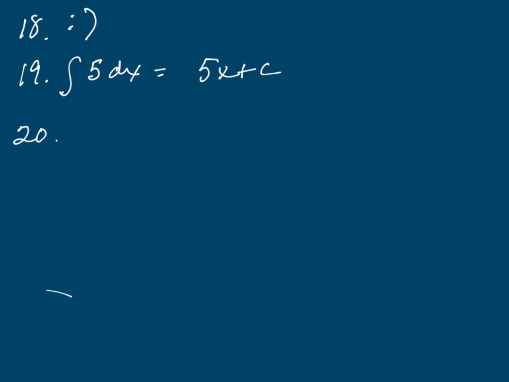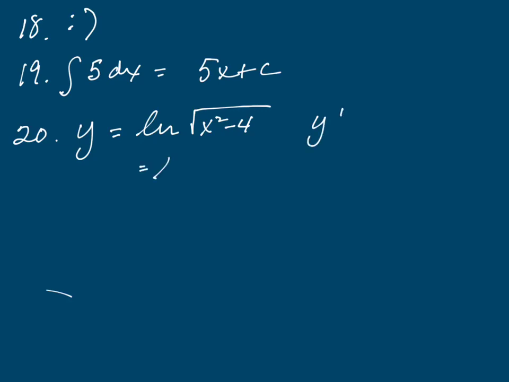We're getting there, right? 18 wasn't there, so yay, don't have to do it. 19 was just the integral of 5 dx, which is equal to 5x plus C. So that was good. And number 20 is y equals ln of the square root of x squared minus 4, and they want you to find y prime.